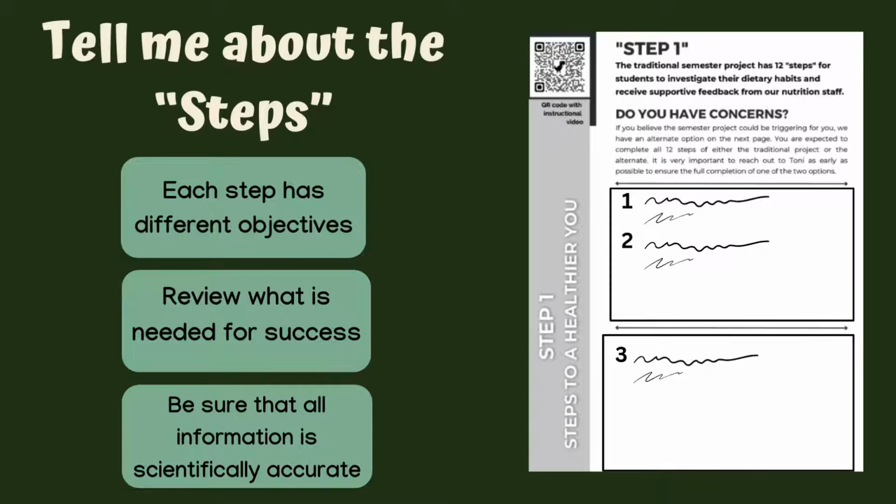Let's take a look at the individual step assignments. Each step has a different objective, so what I want you to do is flip through your book and review all 12 steps. Know what is needed for success before you even begin the first step. If you're turning in a project and the project asks you to reflect on what characteristic of a healthy diet is most difficult for you, you need to make sure you understand the definitions of those characteristics and also that you're referencing scientifically accurate terms, specifically the ones we've discussed in class.